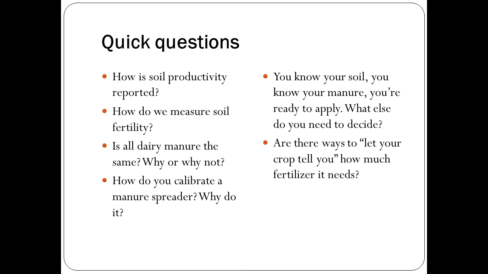Now that we're at the end of this presentation, I want to give you some study questions, some take-home points that I think you should have gotten from this talk. The first is, how is soil productivity reported? What does soil productivity mean? What does it reflect? Second question, how do we measure soil fertility? The third question is, is all dairy manure the same? Why or why not? Also, how do you calibrate a manure spreader? Why would you calibrate a manure spreader? Kind of a dirty job.